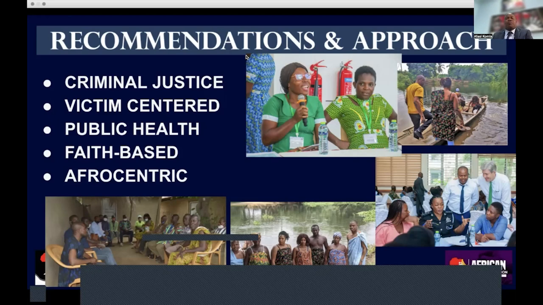Then comes our approach called the Afrocentric approach. The Afrocentric approach simply means that since most of the African cultures, practices, and traditions have contributed to human trafficking, we believe we need to sit down with our traditional leaders to capitalize on the positive aspects of our cultural practices to identify and rescue people who are stuck in human trafficking and other forms of exploitation.